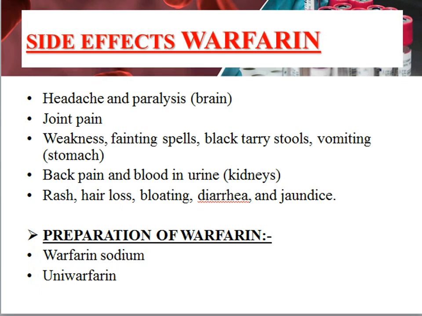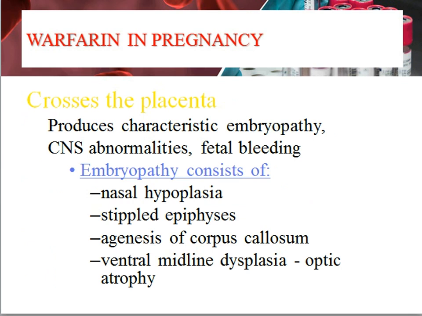Preparation of warfarin: first is warfarin sodium and warfarin. Warfarin in pregnancy crosses the placenta, so it produces embryopathy, CNS abnormalities and fetal bleeding. The embryopathies consist of nasal hypoplasia, ventral midline dysplasia, and optic atrophy.